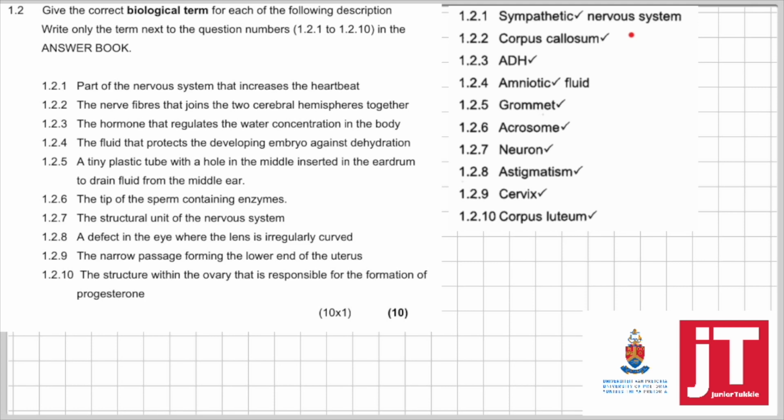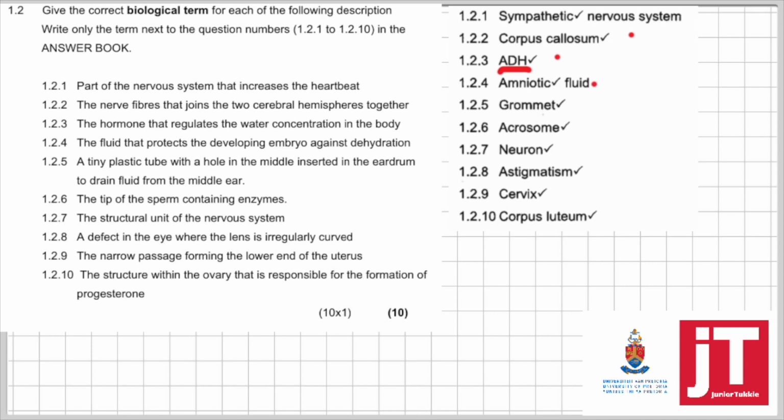1.2.3. The hormone that regulates the water concentration in the body, that we know is ADH. I would not write ADH. I would write the whole word, antidiuretic hormone, because it's very easy to make a mistake with abbreviations. 1.2.4. The fluid that protects the developing embryo against dehydration, amniotic fluid.